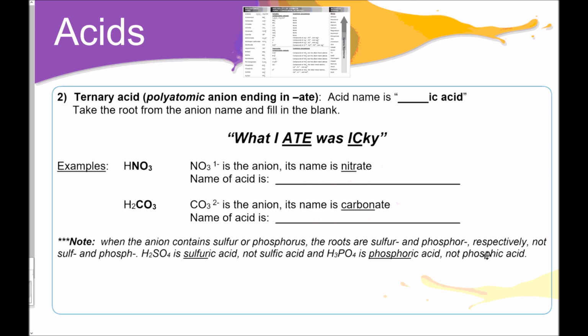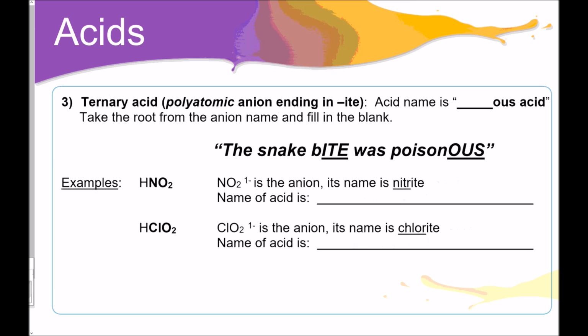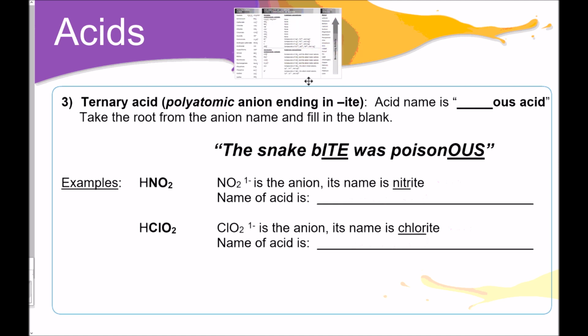Okay, moving on. Our third rule is still for ternary acids. So that anion, again, is going to be on the back of the periodic table, but it's for polyatomic anions ending in ite. The rule is the snake bite was poisonous.